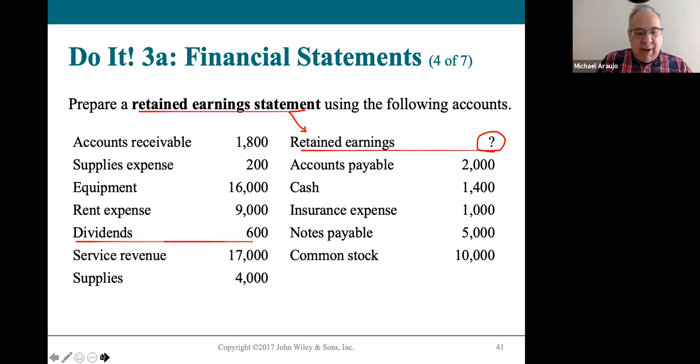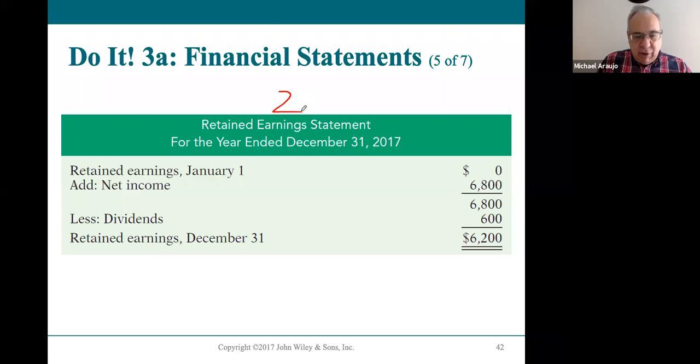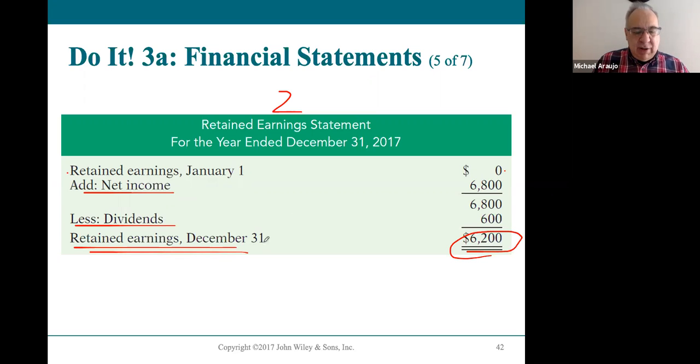So now your retained earnings statement, which is the second statement you do, starts with a 0 balance because it's a new company. We add the net income. $6,800 was the net income from your income statement, the one you just calculated. And we subtract out the dividends of 600 that was shown on that list of accounts, which means the amount of profit that has been retained in the company at the end of the year is $6,200. Remember, the retained earnings are the owner's profit. So they'll show up on the balance sheet as part of one of the owner's accounts.